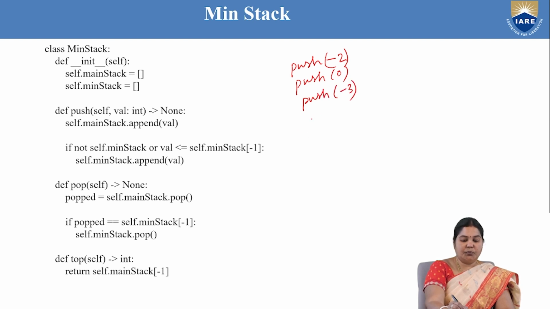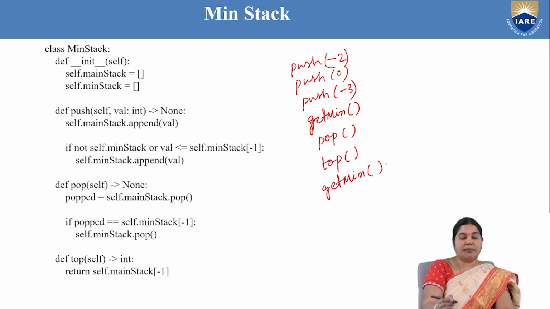Then I have to do get min once. Then I have to do pop operation. Then I have to print the topmost element. Then again I have to do get min. This is the sequence of operations you have to perform.